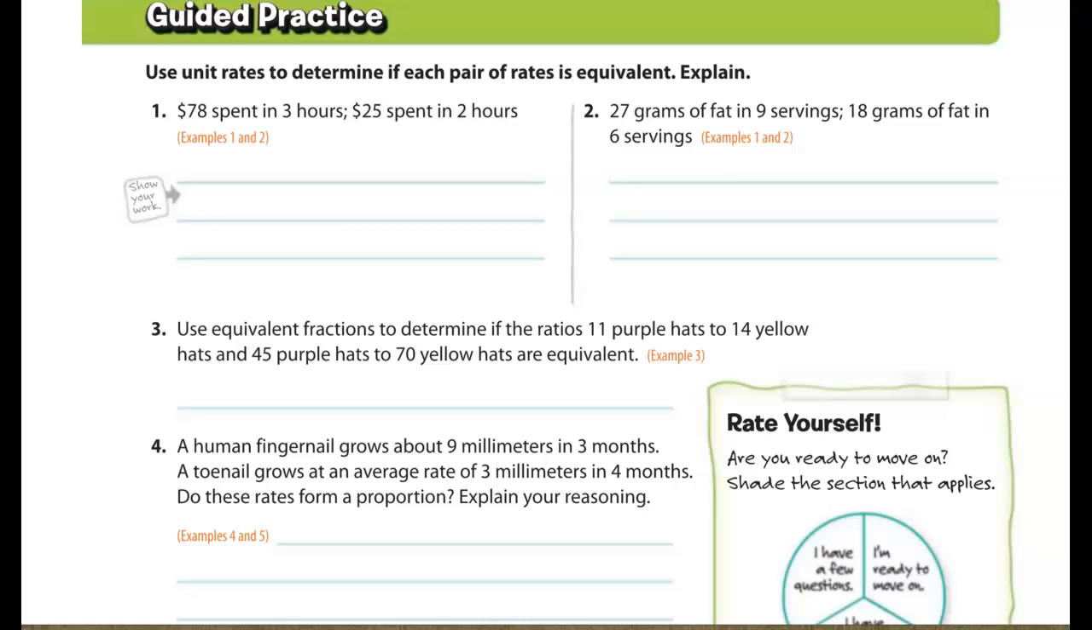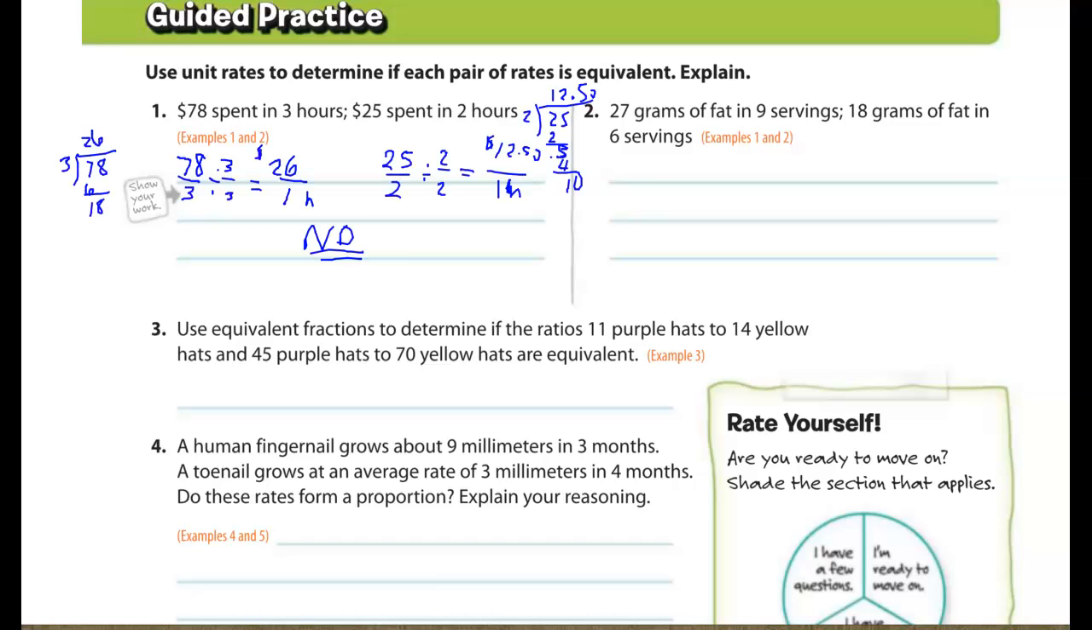Okay, so answer the question. Are those rates equivalent? Yes or no? Okay, the correct answer is no, because $78 in 3 hours, if you divide the top and the bottom by 3, you'll get 1 hour. 78 divided by 3, as shown over here, is $26 in 1 hour. $25 in 2 hours, divide the top and bottom by 2, you get 1 hour. Half of 25, as shown over here, is $12.50. The first person is spending money at a faster rate.